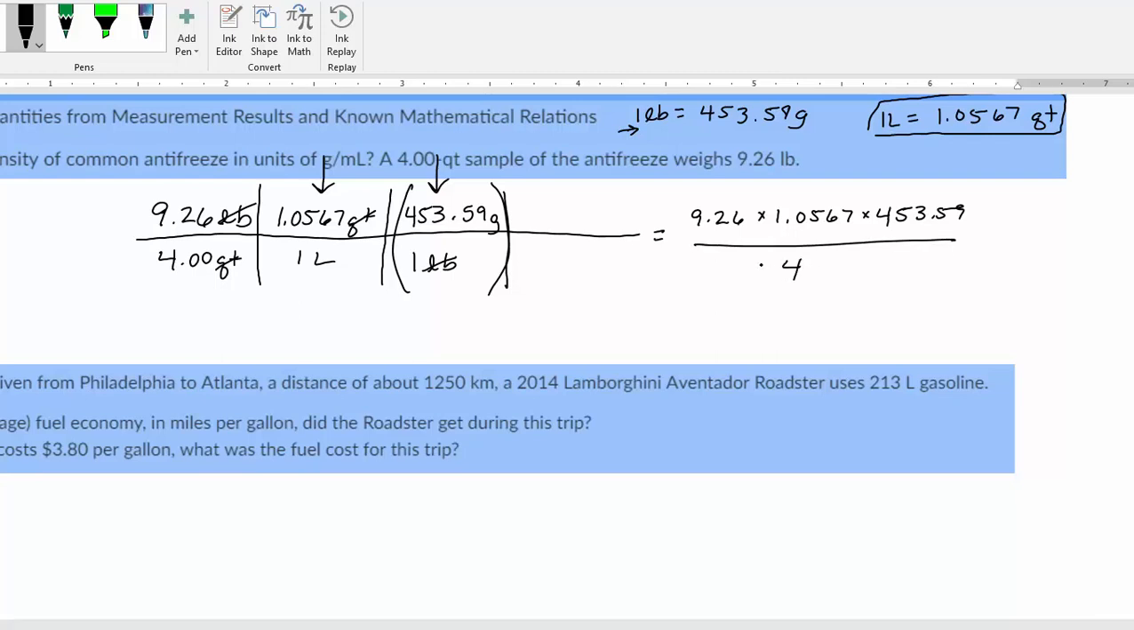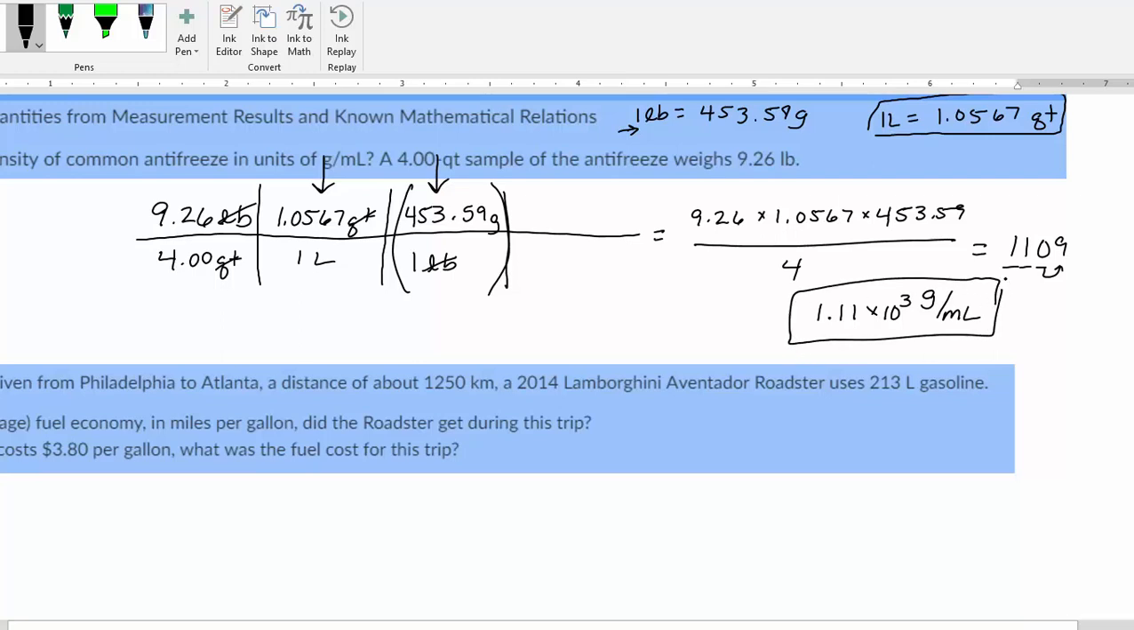And I get the same value I had before, 1,109. I need 3 significant digits. So I would report 1.11 times 10 cubed, and my units are grams per milliliter. So you see, I wasn't sure which one to call the long way and which one to call the short way. This is a longer calculation, but it takes a shorter amount of time.